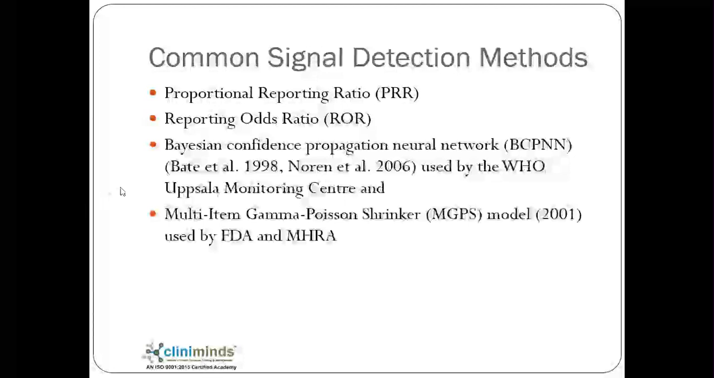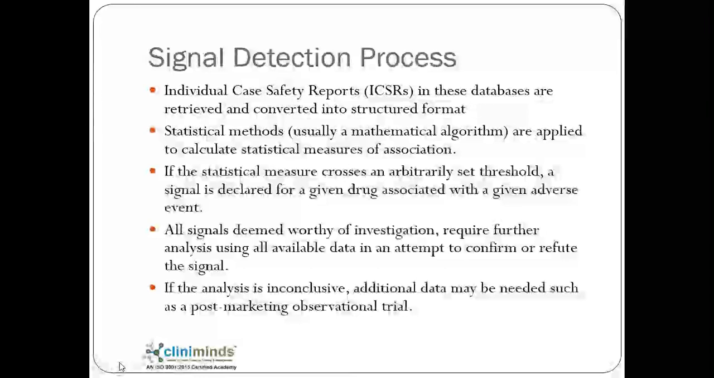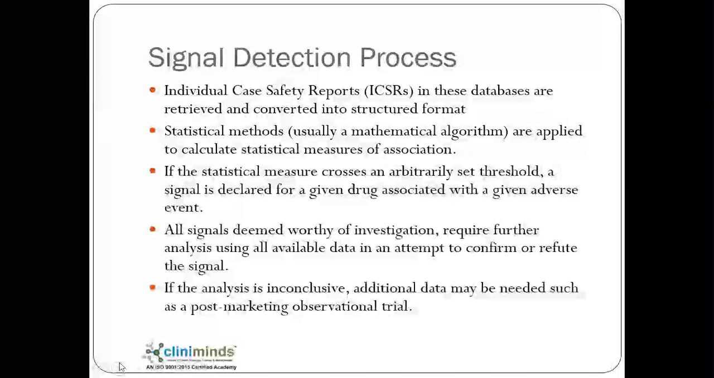So if there is the statistical measure, if it crosses the set threshold which has been set in the algorithm, then a signal is declared for a given drug association. So that is how the detection happens. The signal is detected if the threshold is crossed.